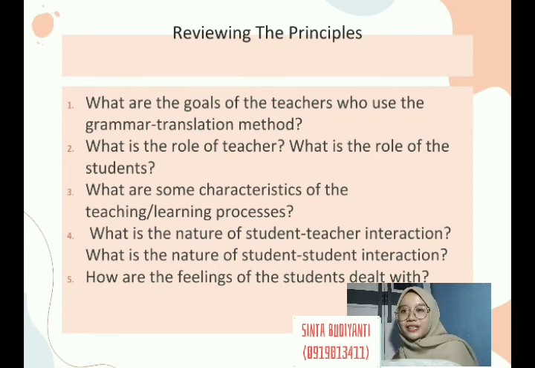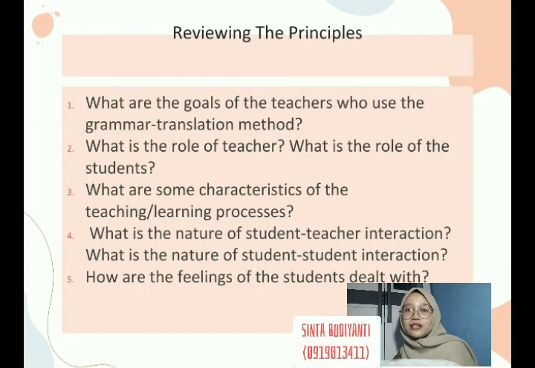Number 2. What is the role of the teacher? What is the role of the student? The roles are very traditional. The teacher is the authority in the class. Then the students do as she says. Students can learn what the teacher knows.